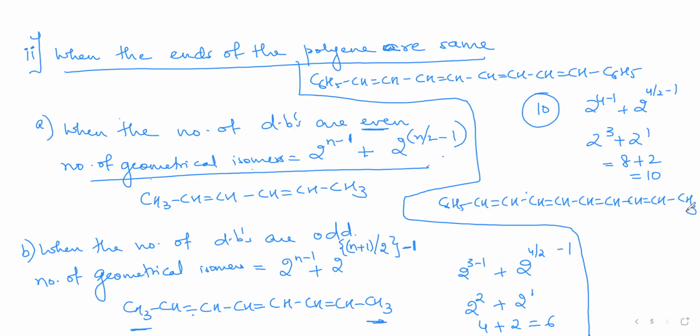Now are the two ends same for the polyene? No. So give me the number of geometrical isomers for this. Yes, it will be simply 2 raised to 4. Because 4 double bonds, so it will be 2 2s are 4, 2 4s are 8, 2 8s are 16. So 16.